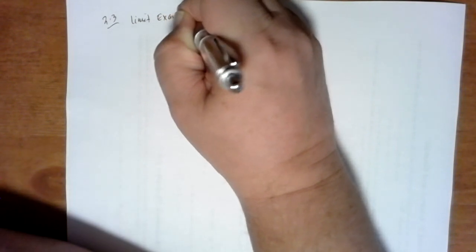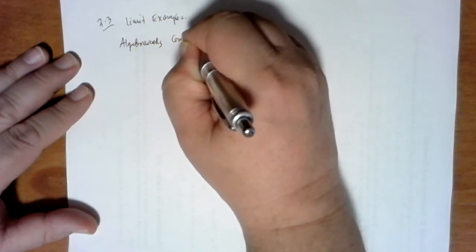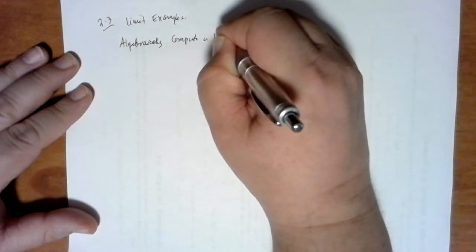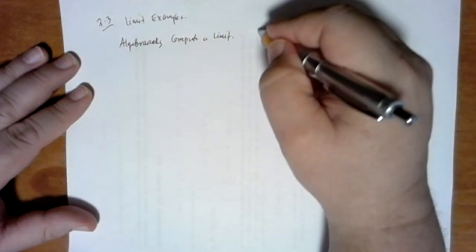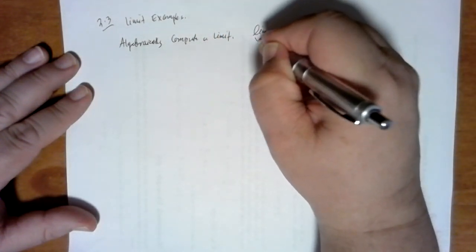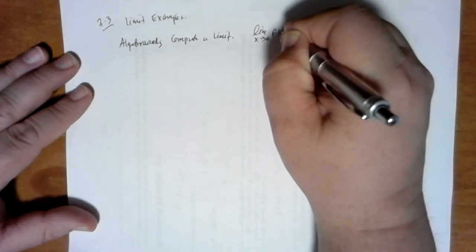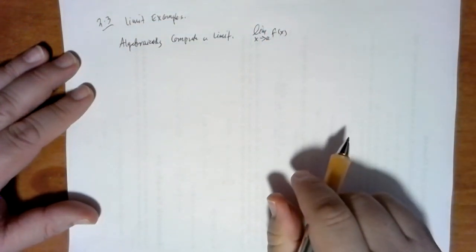All right, we're back to 2.3 again. We're working through some limit examples, and we want to see how to algebraically compute a limit. So if you're trying to compute the limit as x approaches a of f of x, there are some things that you should try first.